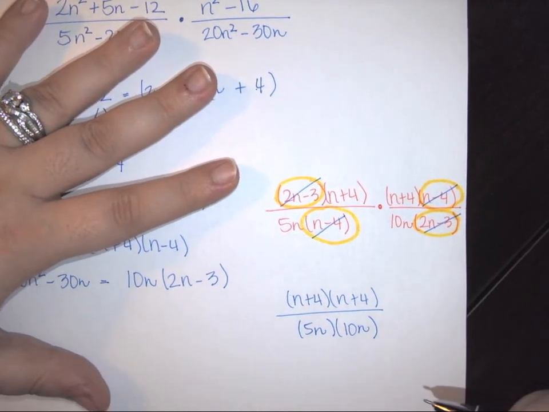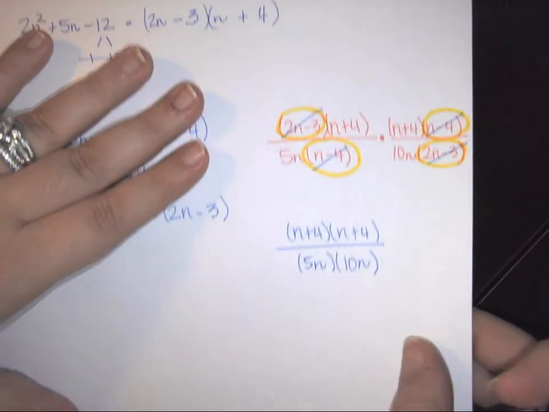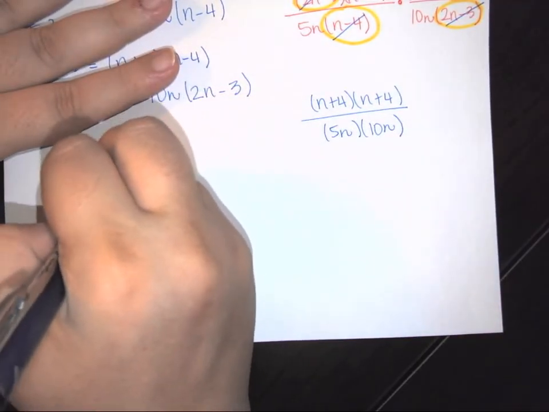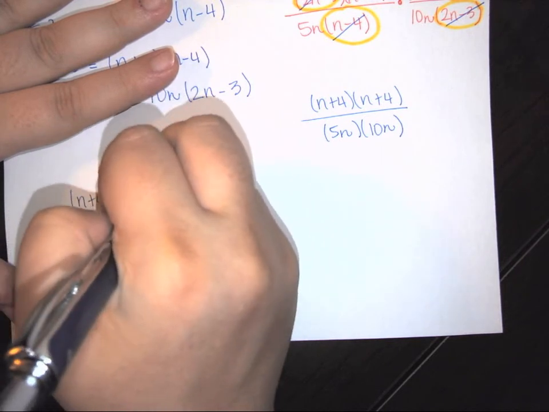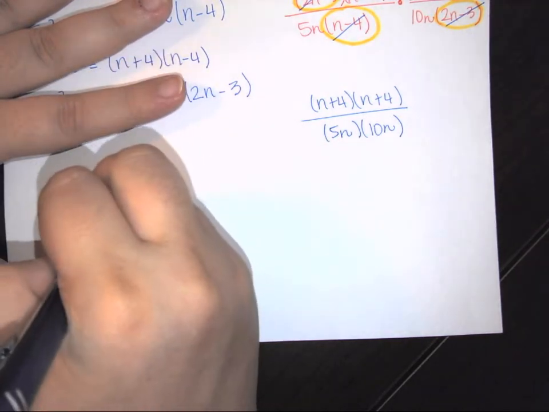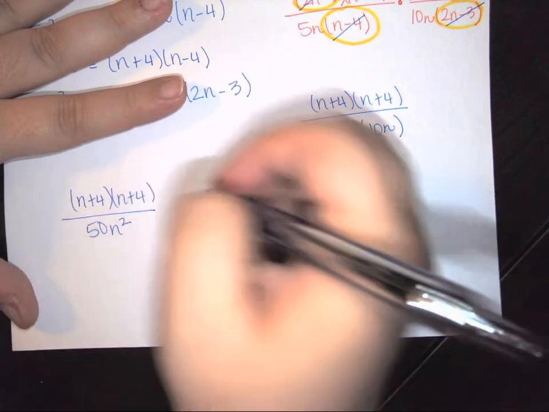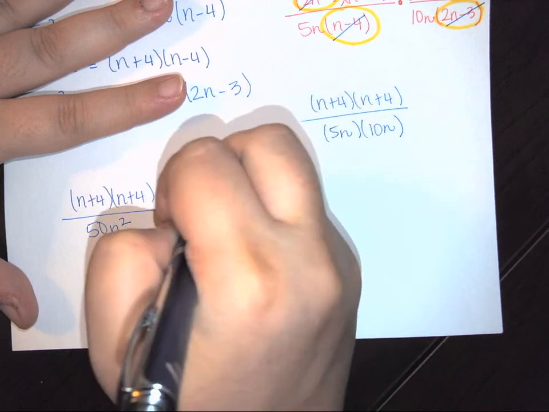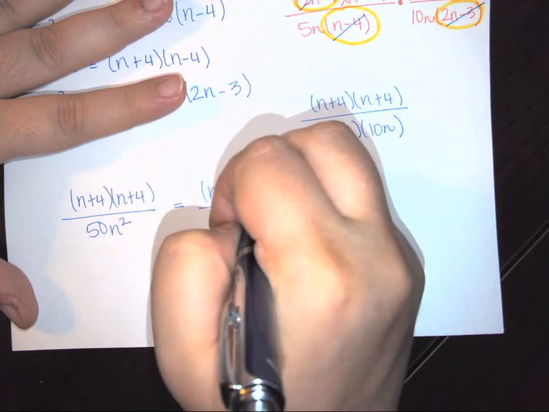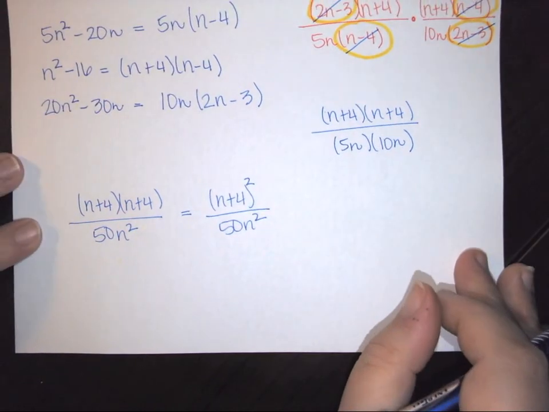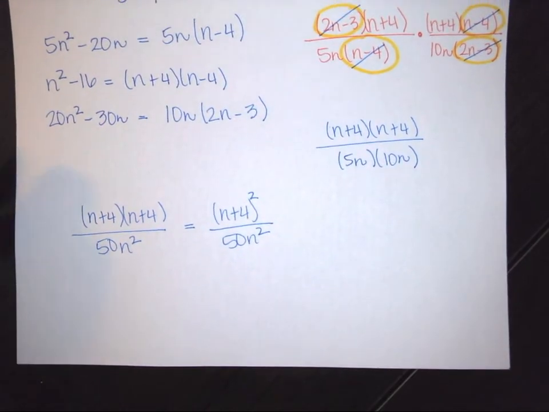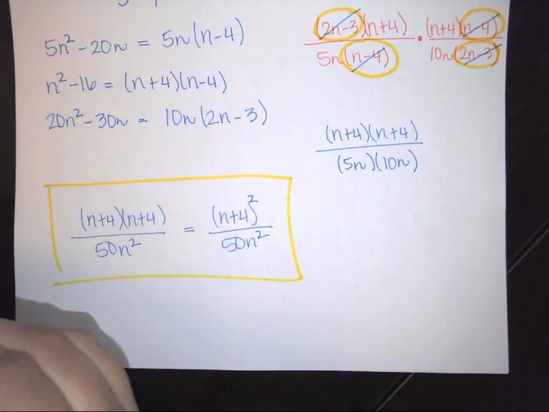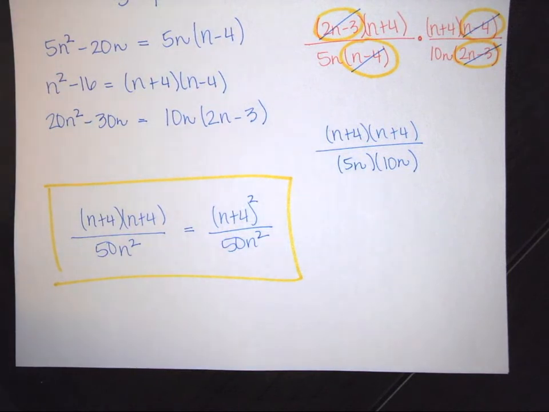Now, since there's really not a whole lot left to be able to reduce, there's a couple ways that you can write this answer. First, you can write it as n plus 4 times n plus 4 all over 50n squared. Or you can write it as n plus 4 squared over 50n squared. Either way, it's the exact same answer, but after all, at the end of the day, one of these is exactly what we were looking for. And thus, you have done your division.